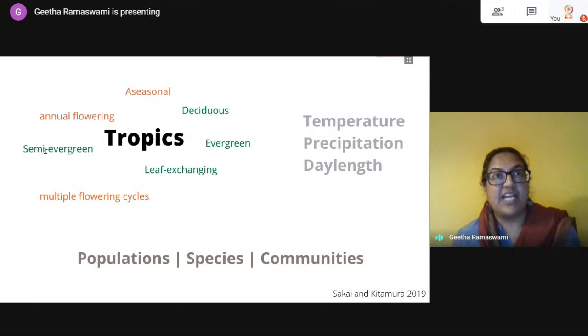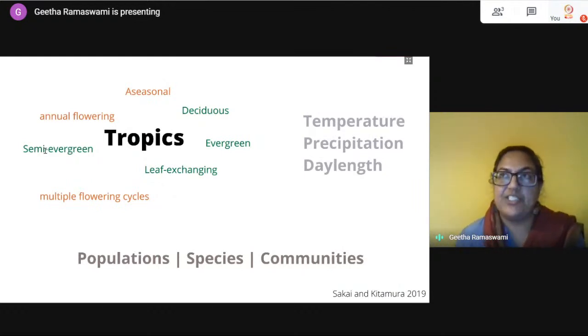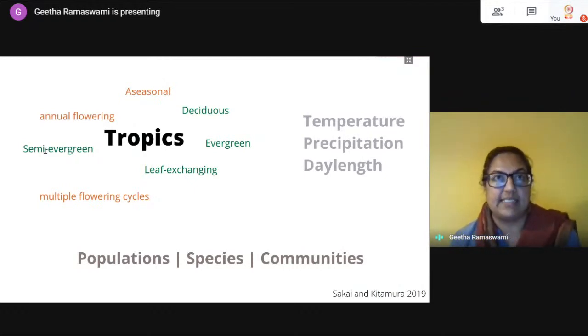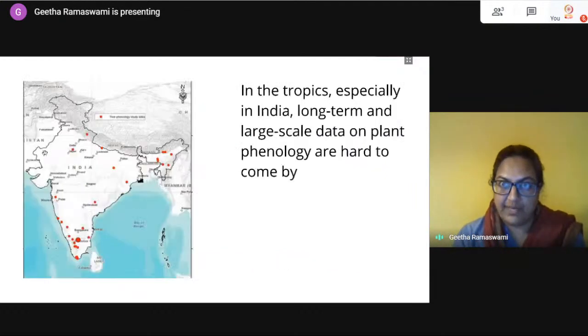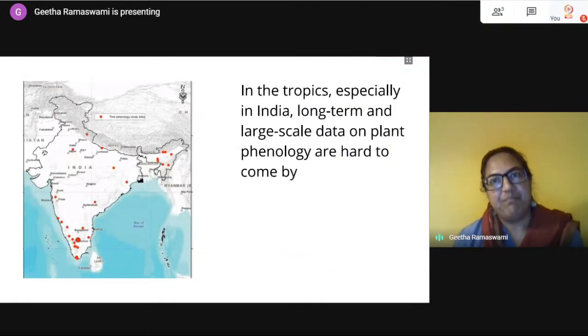The long period of time is covered very well in temperate regions because there are systematic records of phenology for economically and culturally important tree species over very long periods of time, and that serves as a benchmark to compare current changes against. But in most of the tropics, and especially in India, long-term and large-scale data on plant phenology are very hard to come by.